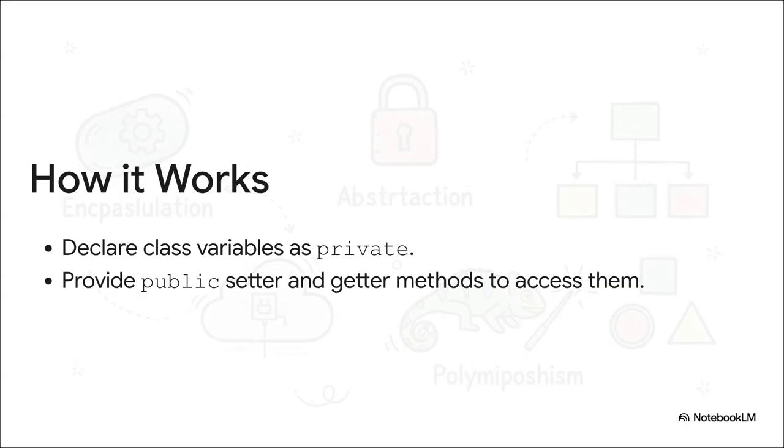So how do you actually do this? Well, it's a pretty simple but brilliant 2-step process. First, you declare your variables as private. That basically locks them down. Then, you create very specific public doorways. We call them setters and getters, that act as the only controlled ways to read or change that data.